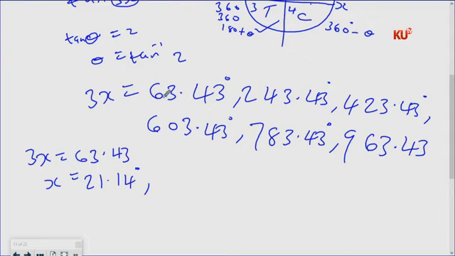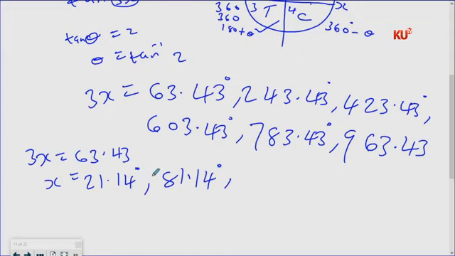So in short, to get the values of x, we have to divide these values by 3. Where is this 3 coming from? It's coming because we have this 3x here. So to get x, you divide both sides by 3. So we have to divide these values by 3. Let's try to do that, learner. 243.43 divided by 3, you'll get 81.14 degrees, of which we are still within the limits given.